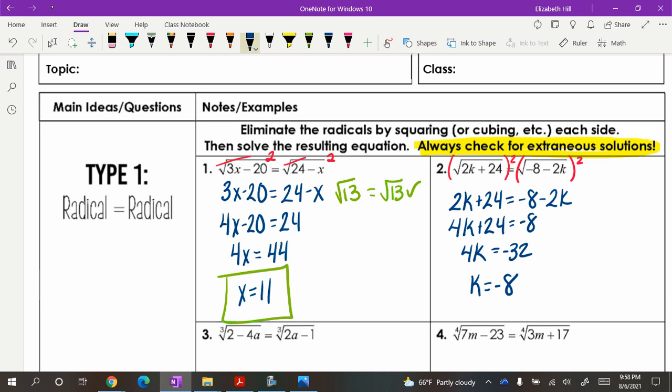Let's go back up and check and see how it works out for us. We have 2 times negative 8 plus 24, which gives us 8. So I get the square root of 8 on the left. Negative 8 minus 2 times negative 8 gives me positive 8. So the square root of 8 equals the square root of 8. That checks out, so negative 8 is one of our solutions.